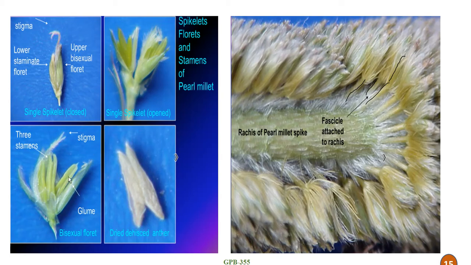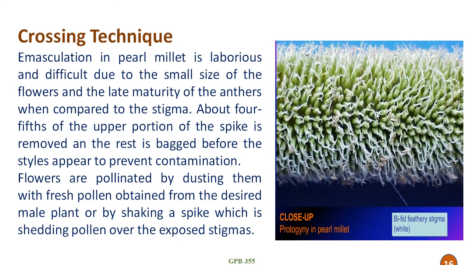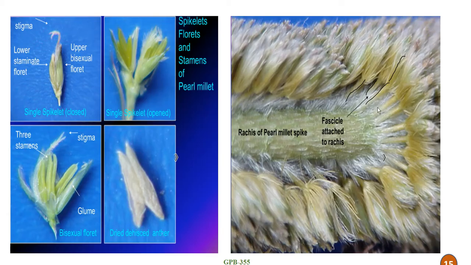Here is the close up of this bisexual floret, having the outer glume and inner glume, and between these there are the anthers, and at the base there is the stigma. We discussed the fascicle earlier.